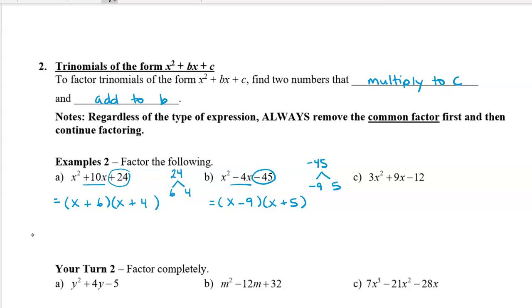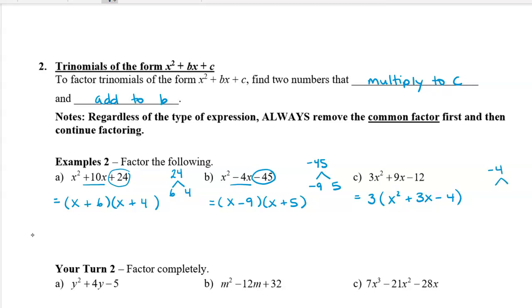All right, our last example, we can see that actually there is a GCF, so I want to take that out first. They're all going to be divisible by 3, so we're going to take out 3. Then we have x squared plus 3x minus 4, so we're going to divide all of the terms by 3. Now we're going to check to see, can we find two numbers that multiply to negative 4, which is my c value, and add to 3?